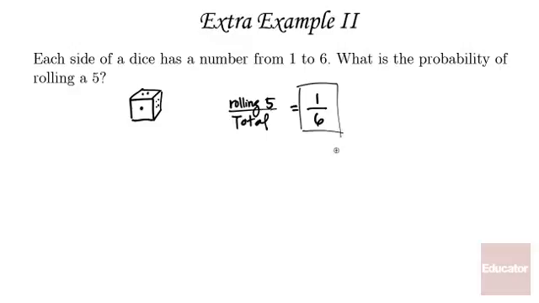Now, same thing if I asked you, what is the probability of rolling a 2? Isn't this a roll of 2 right now? So how many sides have a 2? Only one side does, right? So it'll be the same thing. 1 out of 6 possible sides. Okay? So 1 over 6 is the probability.